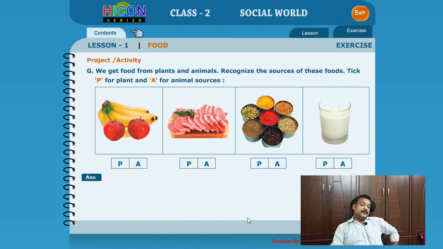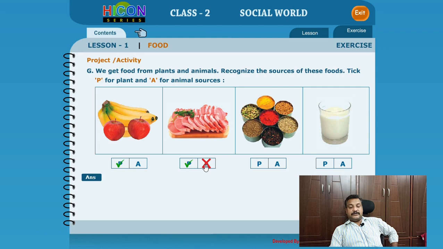Okay. So from where do we get this food? In the first diagram we see some bananas, some apples. So where do we get these from? From plant or animal? Yeah, these are fruits, and the fruits we get from plants. Okay. Now, in the second diagram we see flesh, meat, isn't it? Meat, do we get meat from plants? No, we won't get any meat from plants. We always get meat from animals.